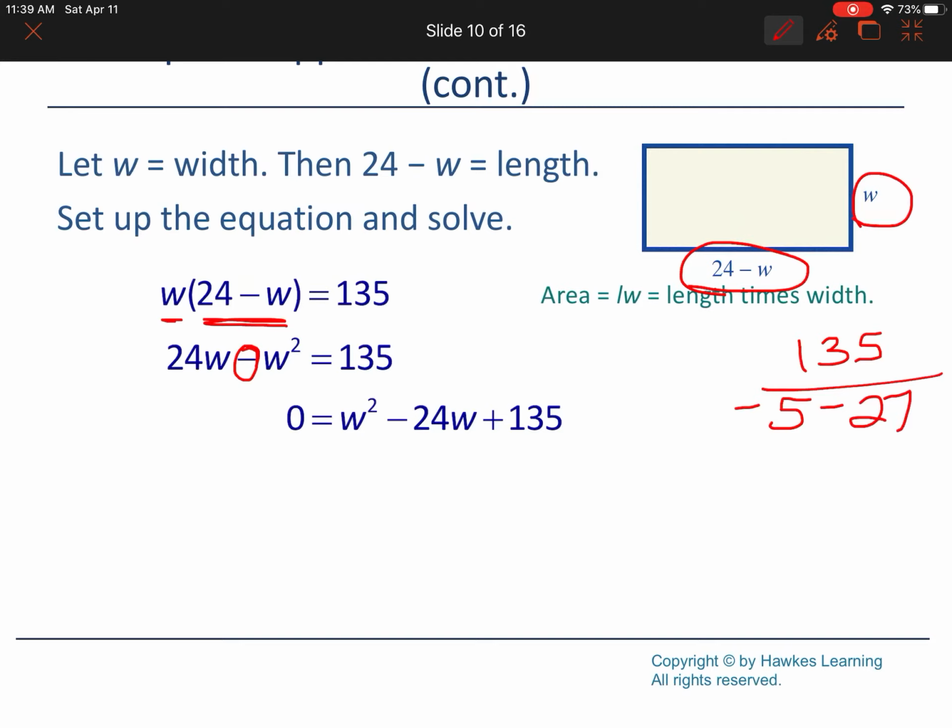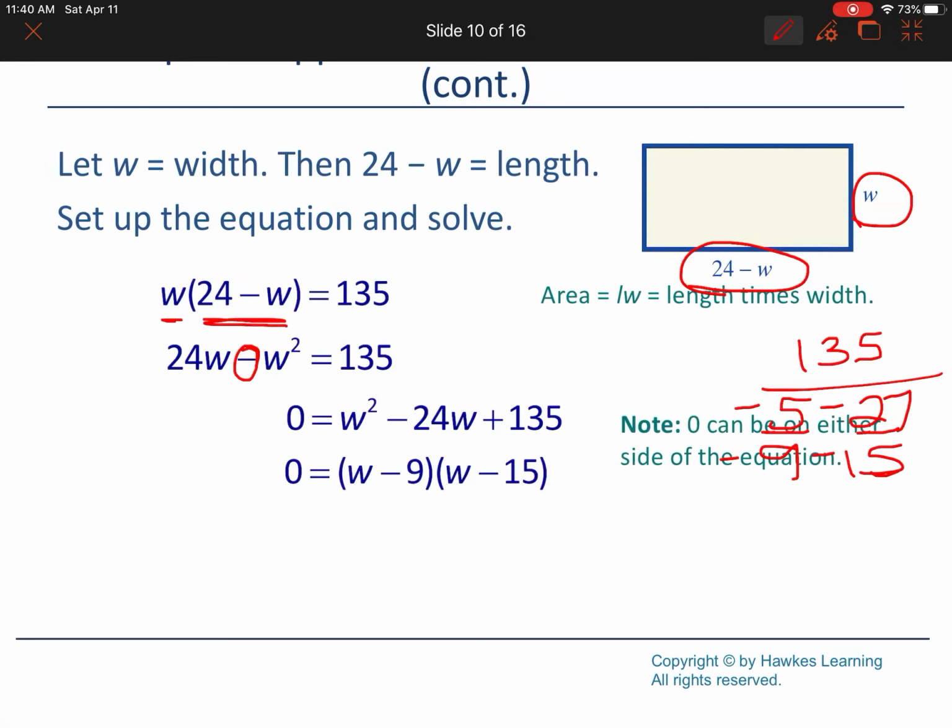And 7, you could try 7 on your calculator, but you can look at these two numbers, 5 and 27, and 7 doesn't go into either one of them, so it's not going to go into the whole thing. And 8's even, so it doesn't work. So the next one to try is 9. So 135 divided by 9 is 15. And ta-da, that one adds up to 24.